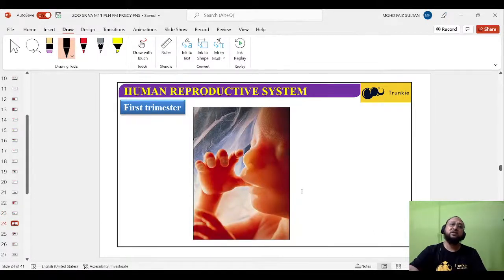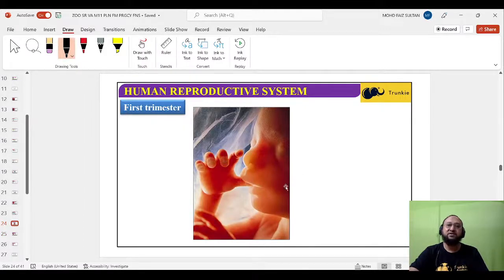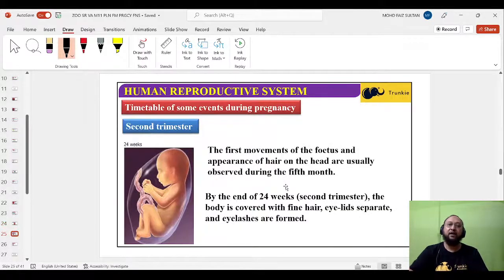Now, after the first trimester, this is a picture. It looks like this. In the second trimester, the first movements of the fetus and the appearance of hair on the head are usually observed during the fifth month. By the end of 24 weeks, the second trimester, the body is covered with fine hairs. This is a feature of mammals, and in human beings also, with fine hair. Eyelids separate and eyelashes are formed in the second trimester.